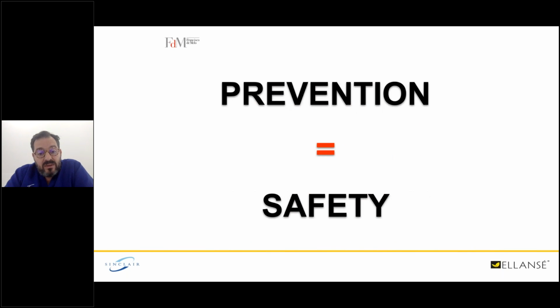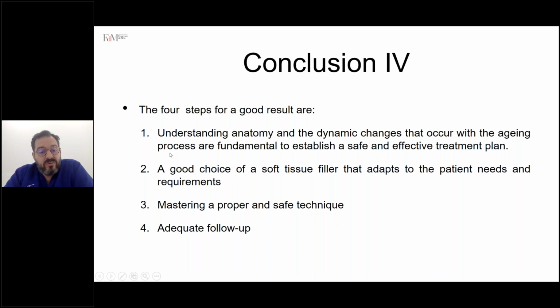So in terms of prevention and safety, it's interchangeable, and what you need to do is plan well, execute well, and have a good choice. But also don't forget, it's not just understanding anatomy and choosing the fillers, it's also about the follow-up, because if you don't follow up with your patient, you're never going to have complications. That's for sure. There are two sorts of physicians without complications: the ones who don't do it, and the ones that lie about it. So I do have complications.